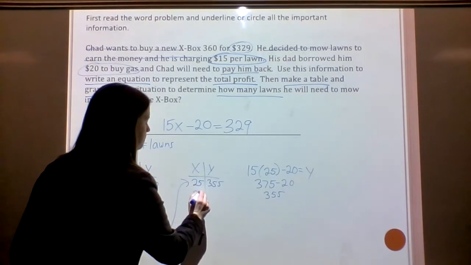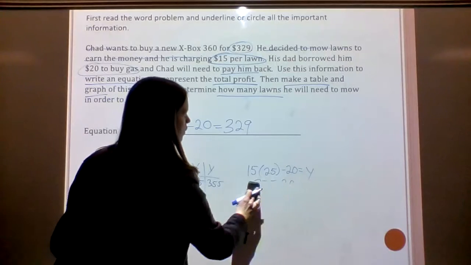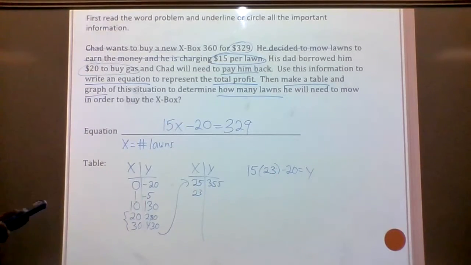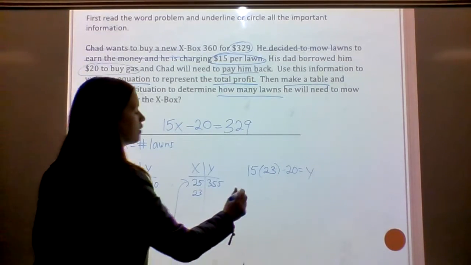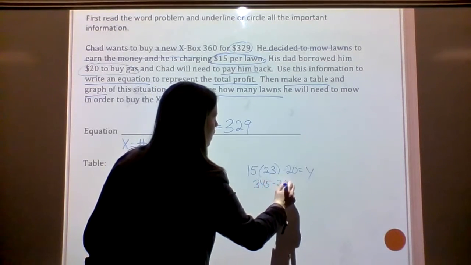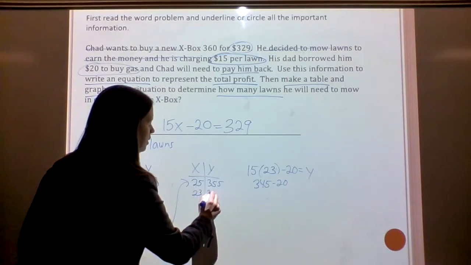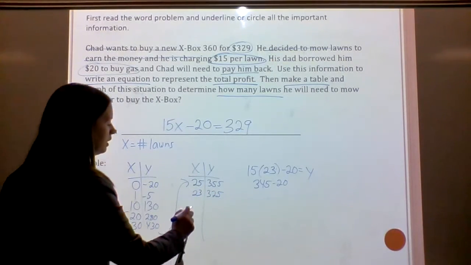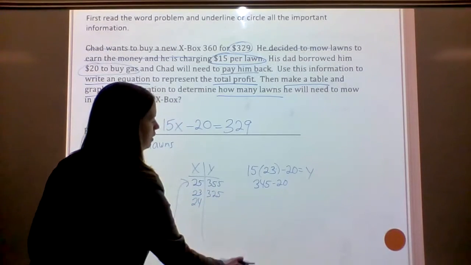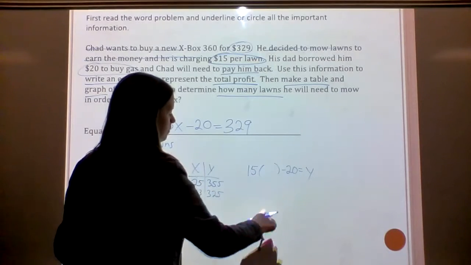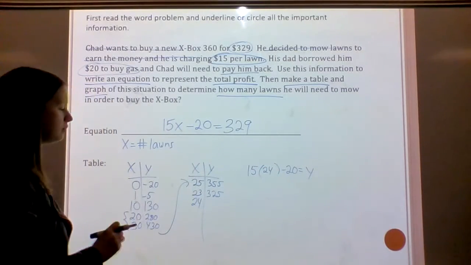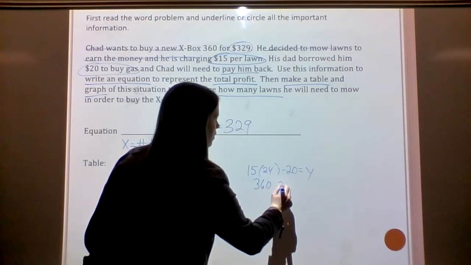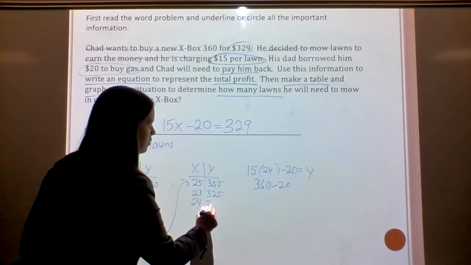Let's try 23. 15 times 23 minus 20. 15 times 23 is 345. 345 minus 20 is 325. We're very close. Let's try 24. And I think we're going to be there. 24. 15 times 24 is 360. 360 minus 20 is 340.